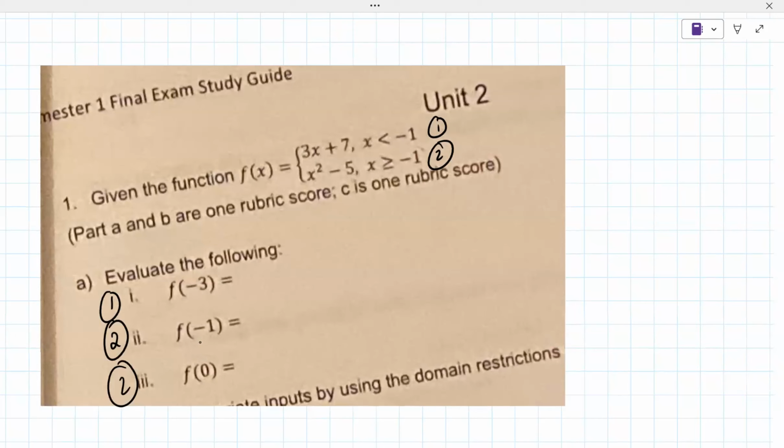Okay. So go ahead and evaluate that for us, please. I'm just putting it in, it's 3 times -3 plus 7. If you're using the first one, yes, which you are. Equals -9 plus 2 minus 2. -1 squared is +1, so then -4, and then 0, -5. So -2, -4, and -5.